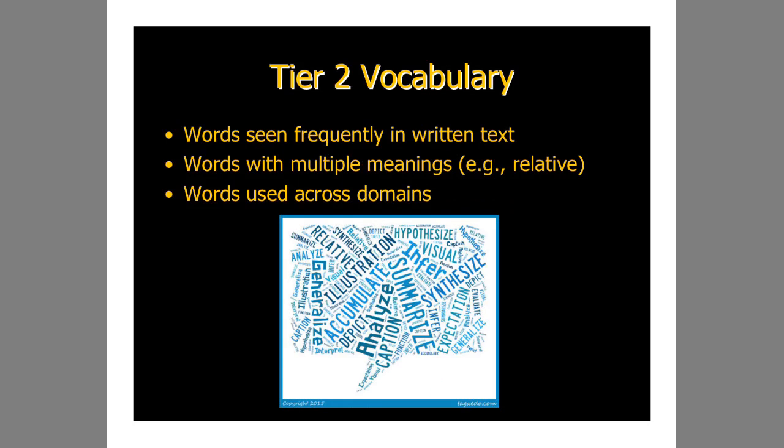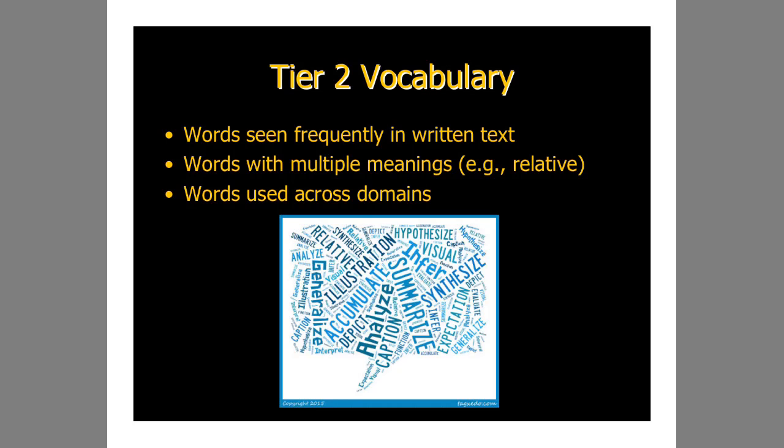Tier 2 words are more advanced words. These are the sorts of words that we see in written text, especially textbooks, but we don't often hear in everyday conversation. They're also words that have multiple meanings. For example, the word relative. Relative can mean, say, your brother or your sister or your mother or your father, but relative could also mean, like if you're comparing and contrasting 2 different objects. For example, you might say to somebody, well, that dog is really skinny relative to the other dog there, so it can be used in multiple ways.